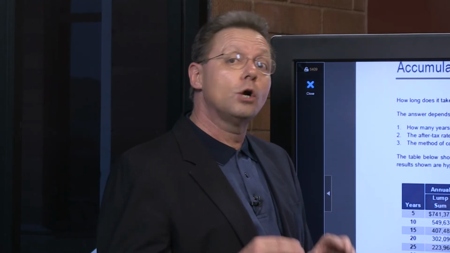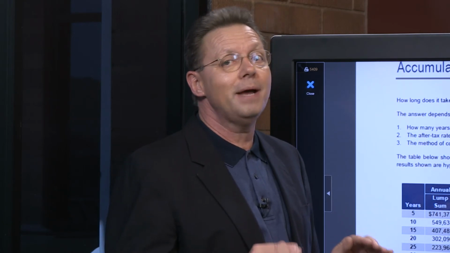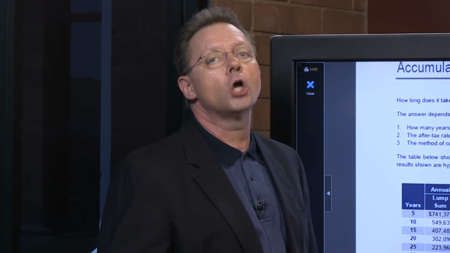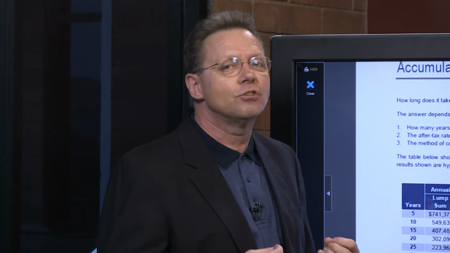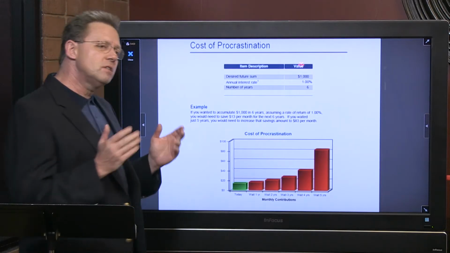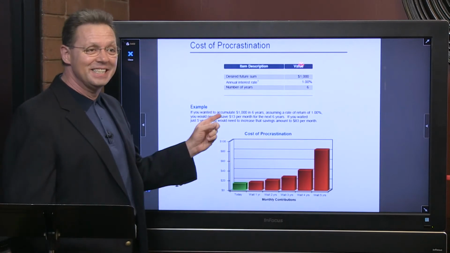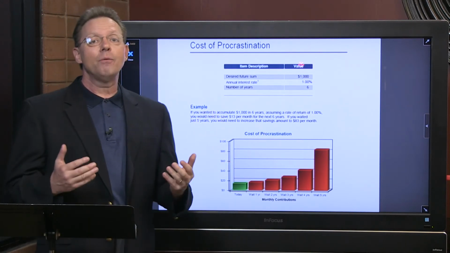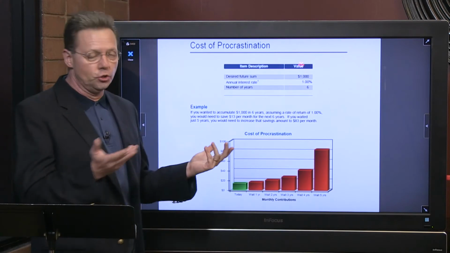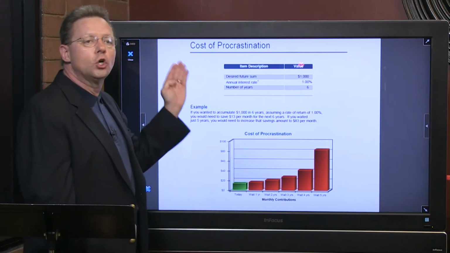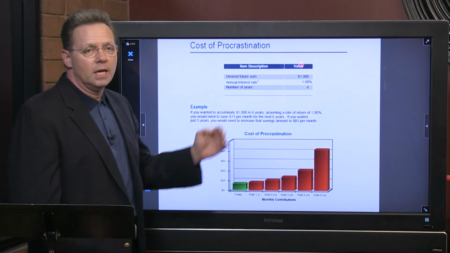Now what I want to do is go to another idea that's pretty basic, but it'll help us understand accumulating money tax deferred. I love this slide, and I use this with young people. Anybody under 50 is going to get this slide in my presentation. And I really recommend it because this chart is great. It's called the cost of procrastination.